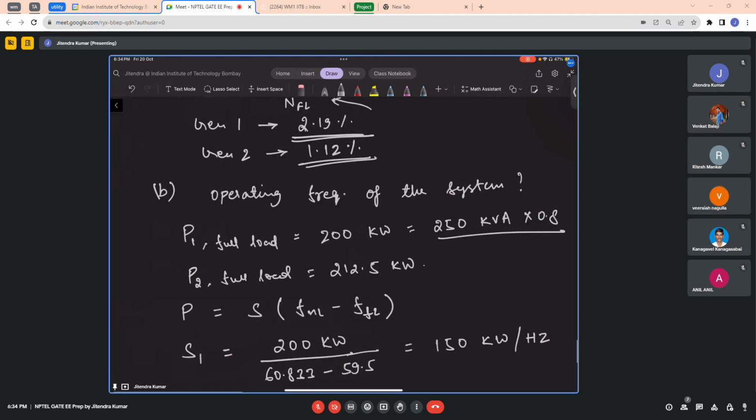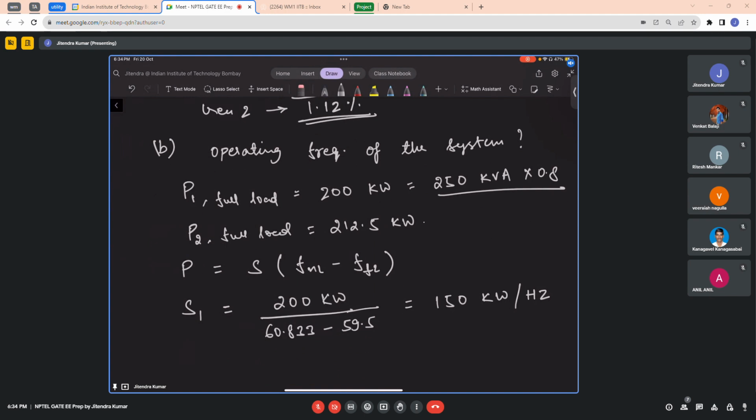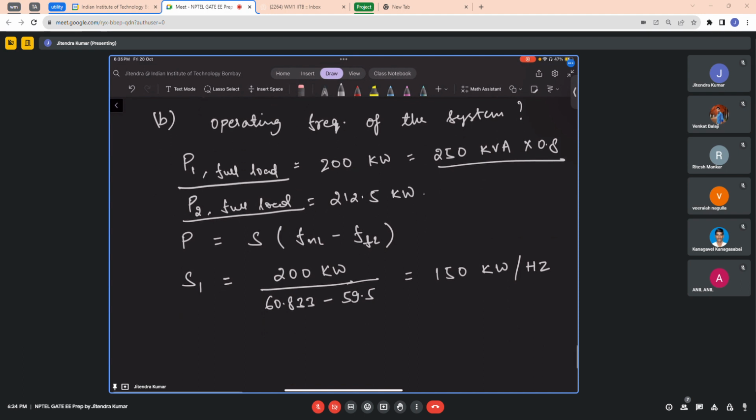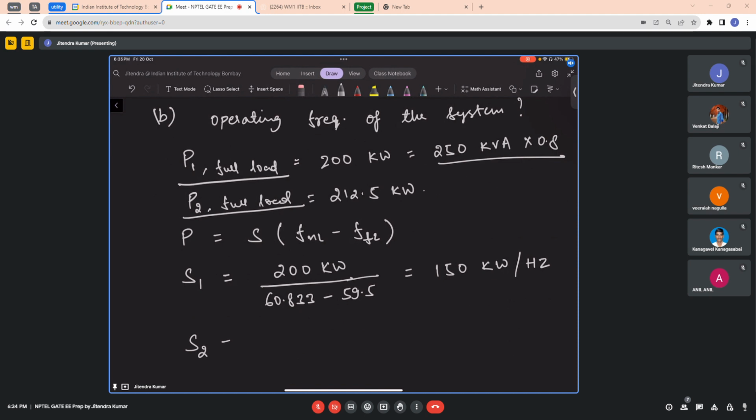So see, you might have the question why we are calculating the droop characteristics even though we have got the full load power, right? Do you have the answer for this? Even though we have already calculated the power supplied by both the alternators at full load, still we are interested in finding the droop characteristics. Why are we doing that? In the meanwhile, those who are not able to think, find the slope of the second alternator.